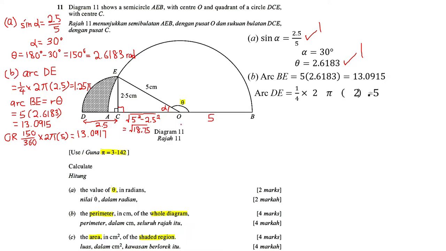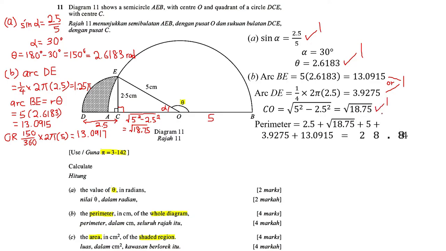So for this question, firstly, we find arc BE. Then after that, we find arc DE. So either finding arc BE or arc DE will give you 1 mark. After that, we find CO, which is square root of 18.75. This will also give you 1 mark. To find the perimeter, we add all the lengths we get. That will give you 1 mark, and your answer 28.849, 1 mark.